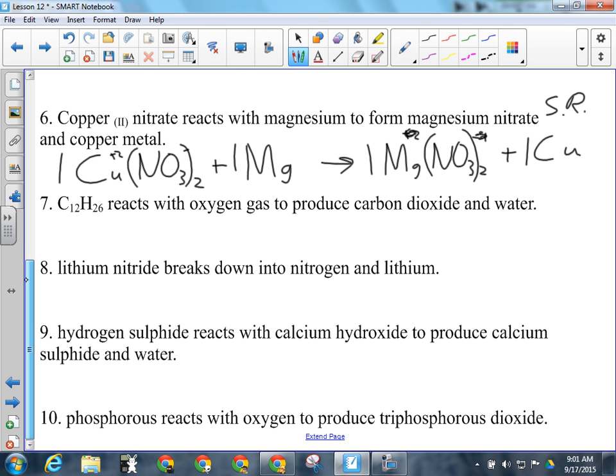Then for number 7 here, we have C12H26, which has a really long name, so I just wrote it that way. It's reacting with oxygen. So I'm writing out this reaction here. Oh, 26, not 16. Plus oxygen gas. What does that look like? O2. This is where that highlighted stuff becomes important. I look on there and I go, oh, that one needs to be a 2 or that one needs to be an 8, to produce carbon dioxide and water.